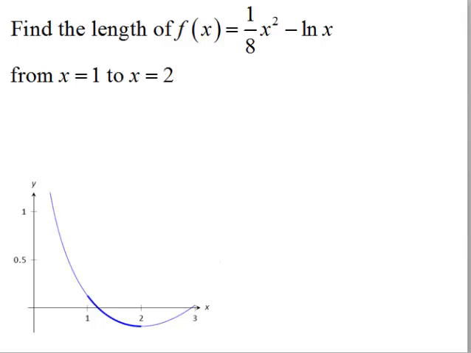So here we want to find the length of this function, 1/8 x squared minus the natural log of x, from 1 to 2. We can see here the graph of this function and it's darkened in from 1 to 2, so we want to find this length of this curve.